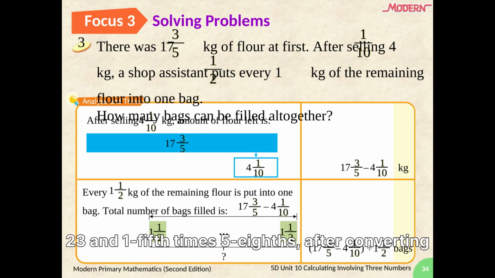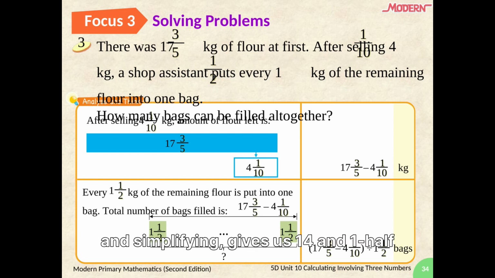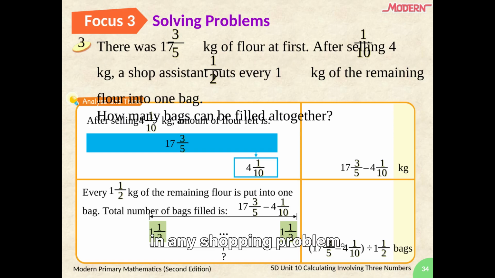23 and 1/5 times 5/8, after converting and simplifying, gives us 14 and 1/2 dollars. The unitary method is your best friend in any shopping problem. Find the price for one, then multiply.